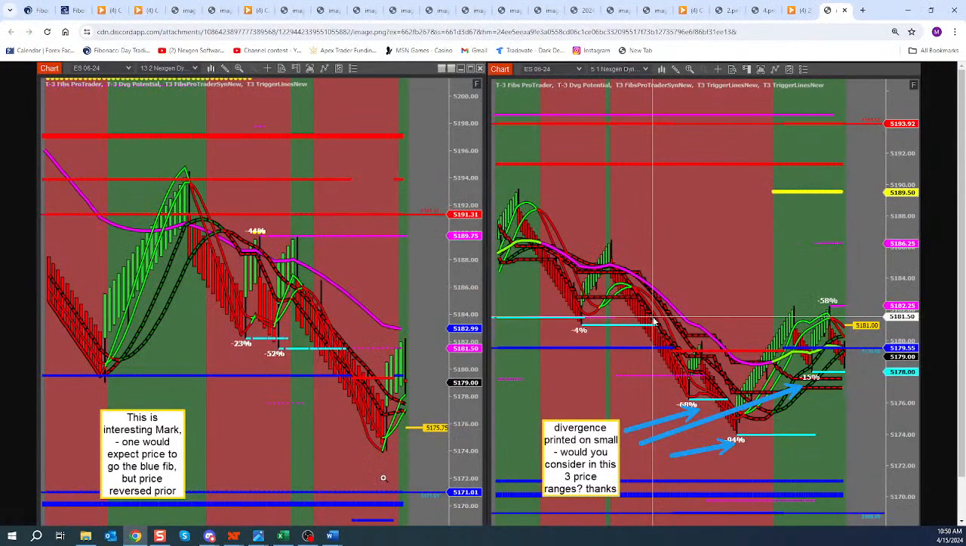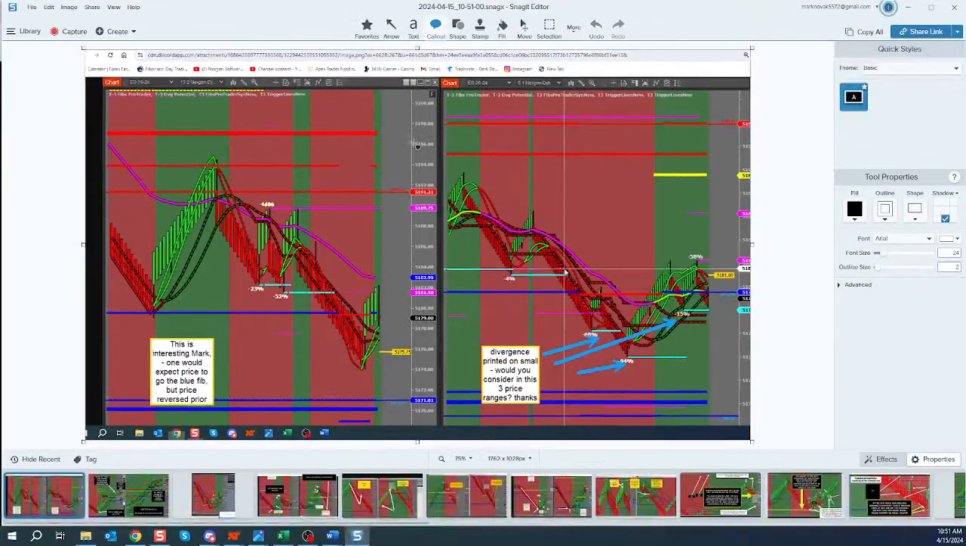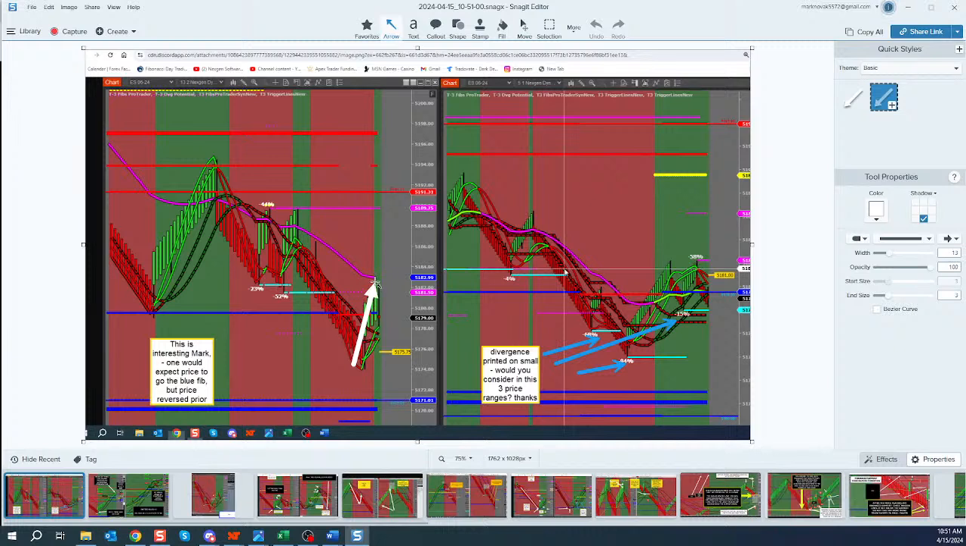And then Miss Jen, this one is interesting. One would expect price to go to the blue fib, but price reversed prior. Jen, could one still expect price to return? Could we say, let's do this, could we create the expectation that from a bad bottom, when it gets to the mid-band, perhaps it will finish the move? But we may have to let it dance a little bit. And I would not consider this 3 in the same price range, because you see how the small and large got above that one?